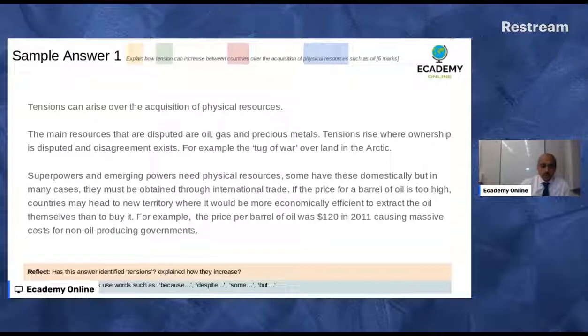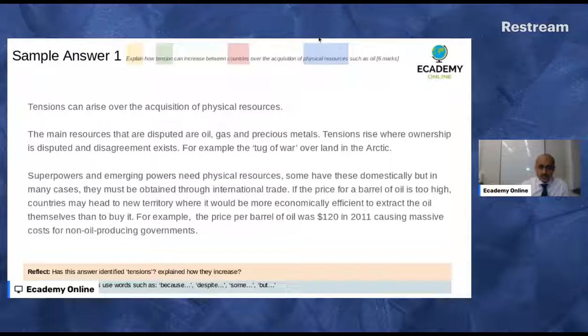Okay, so let's go through this answer then. Let's break it down. Again, like I said, I've broken this down into separate sections. The answer was actually amalgamated into one giant paragraph. Okay, so the first sentence, tensions can arise over the acquisition of physical resources. That's an okay start, right? But it could be improved by identifying or clarifying what tensions actually are, right? What does it look like? What would I see? What would I feel? What can I visually sense when it comes to tension? Okay, that's really, really important to identify.